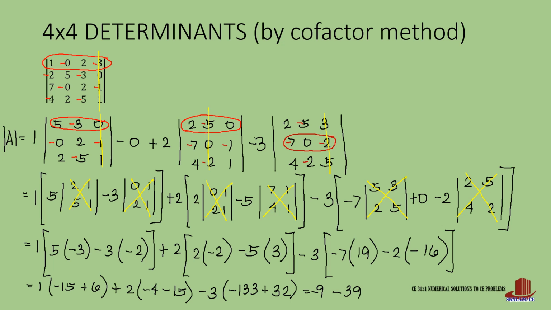Then take 133 less 32 and multiply to have positive 303. Now, simplifying further, 303 less 9 less 39 would give us, oh sorry, this is 38, would give us 256. And we still have the same answer, just like what we solved earlier.